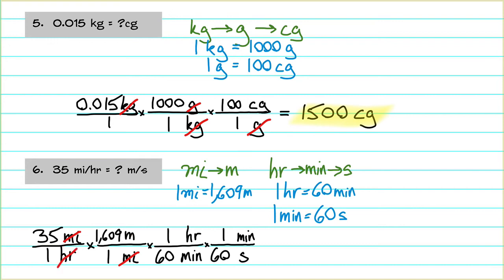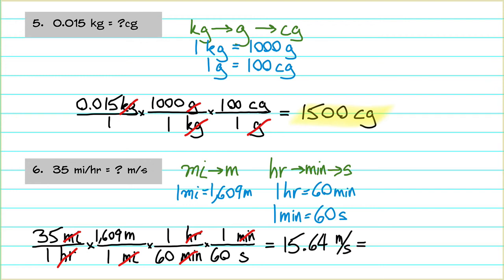Hours cancel here, minutes cancel here, and you'll notice that the only unit left standing is meters per second. So I should be getting the right answer, and my calculator gives me 15.64, and it goes on and on. That's meters per second.